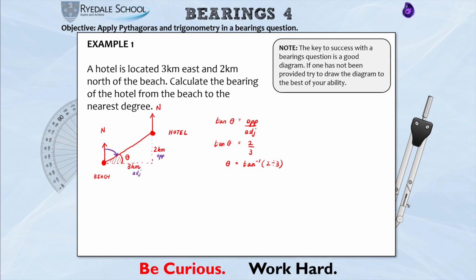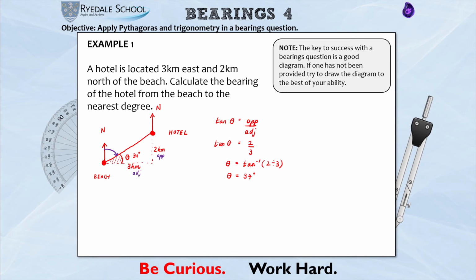Do type that in yourself. Make sure you get the same as me. But I've got that as 33.6 degrees. But since I'm going to be doing this to the nearest degree, that would round up to 34 degrees. Now do remember, that answer isn't actually my bearing. It is just the answer to the angle in the diagram.